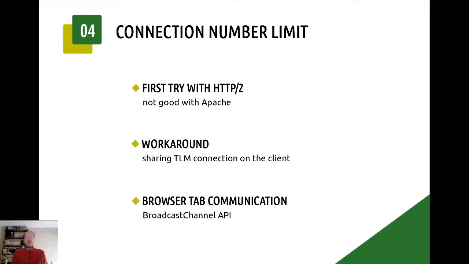Browsers provide many ways to communicate between tabs, and one good API to do that is the Broadcast Channel API. Our implementation is using a library based on this API to only open one Tracim Live Messages connection per domain, then broadcast the messages received on this connection to all tabs. This solution also has the good side effect of limiting the network usage, as messages are only sent once for each connected device.